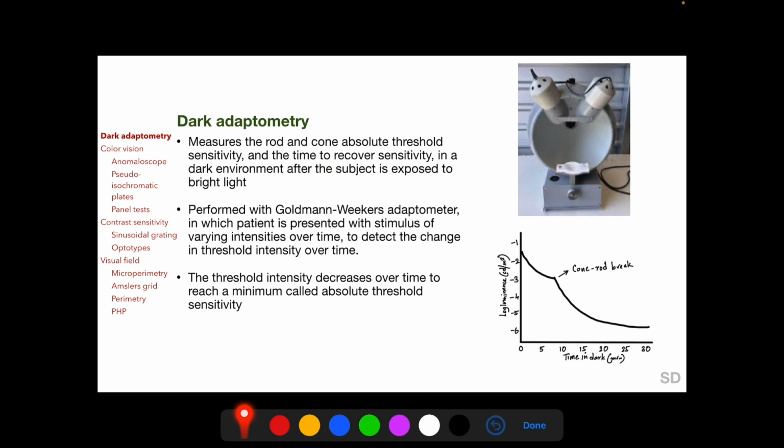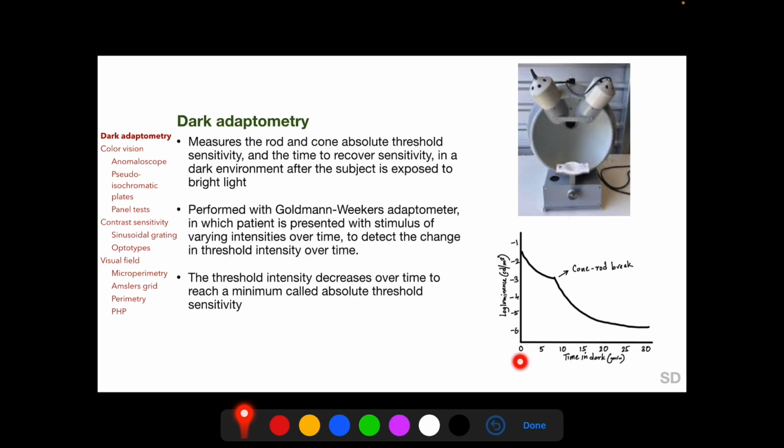Dark adaptometry measures the rod and cone absolute threshold sensitivity and the time to recover this sensitivity when the subject is tested in a dark environment after being exposed to bright light. It is performed with a Goldmann-Weekers adaptometer, in which the subject is presented with stimuli of varying intensities over time to detect the change in threshold intensity over time.